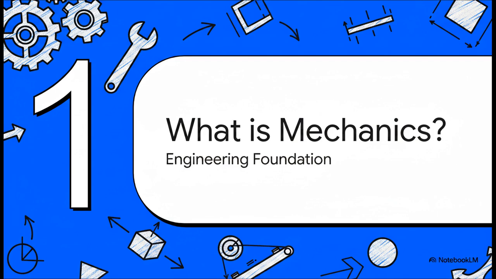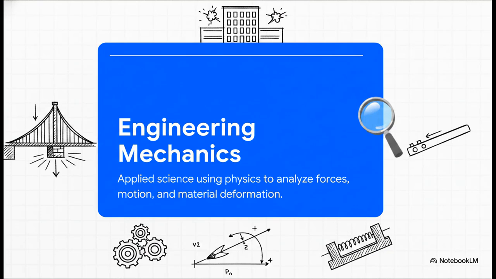The foundation of engineering. Let's define the macro level of what this field actually encompasses. Mechanics isn't just a bunch of theoretical physics on a whiteboard. It is a highly applied science. It takes the classical physics you already know and applies it to analyze forces, motion, and material deformation. Basically, this is the science that lets engineers accurately predict how structures and systems will behave under different loads to prevent catastrophic failures and ensure maximum efficiency.